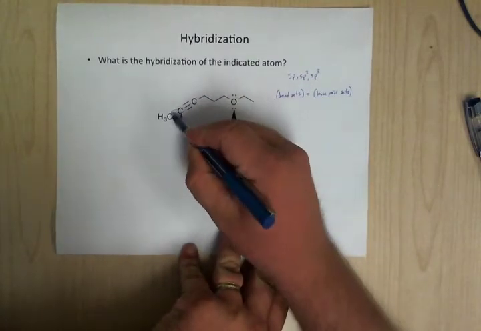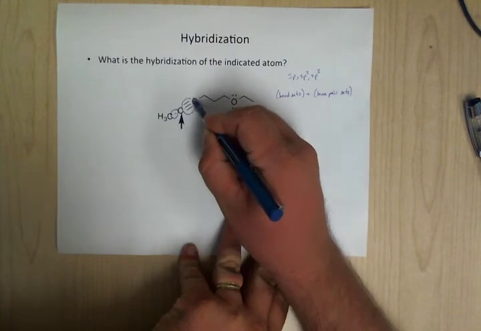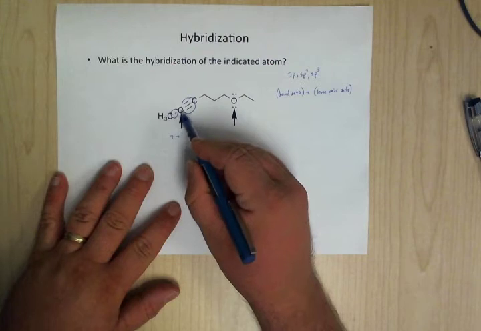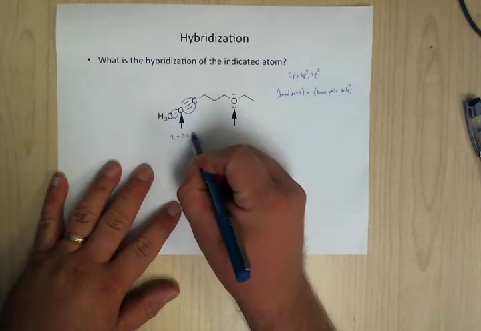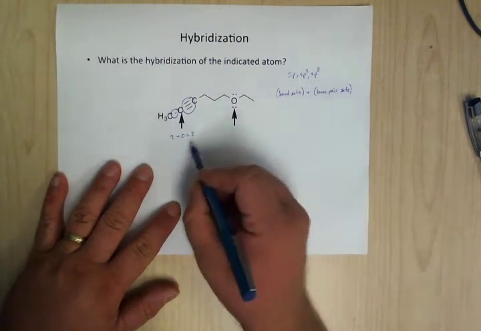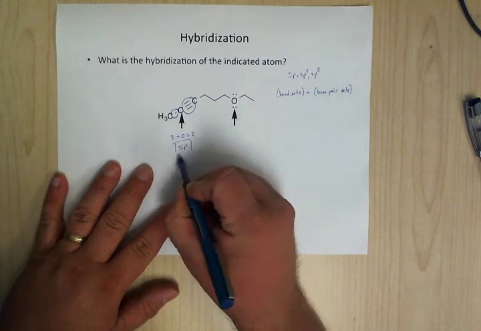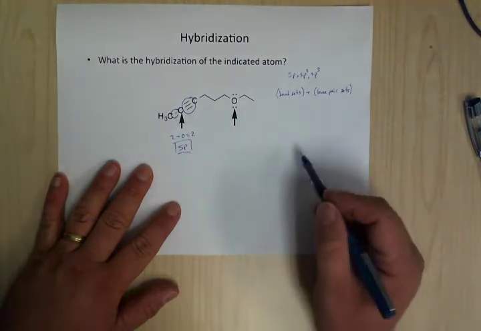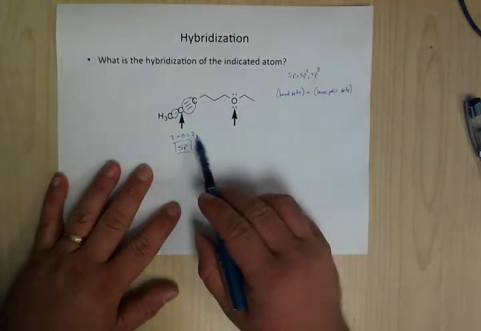So with this one here, here's one bond set, here's another bond set. So there's two. No lone pairs on that carbon, so 0. So 2. That means we need 2 letters, so it'll be an SP orbital. So start with the S, and then keep adding P's until you get to the right number of letters.